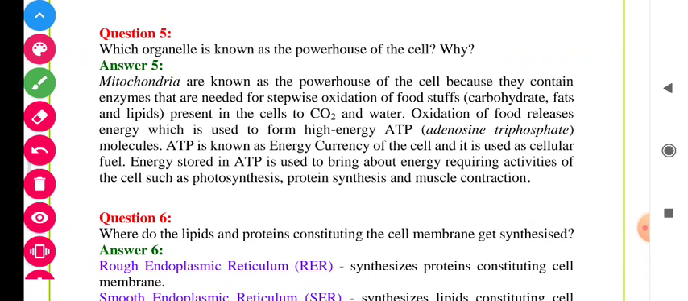Question number 5. Which organelle is known as the powerhouse of the cell? Why? As we know, the mitochondria is called the powerhouse of the cell because they contain enzymes that are needed for stepwise oxidation of foodstuffs, like digesting or converting complex substances into simpler ones, and they produce the energy. That organelle is known as the mitochondria. So that is why it is called the powerhouse of the cell. I already discussed it in detail in the lecture section.